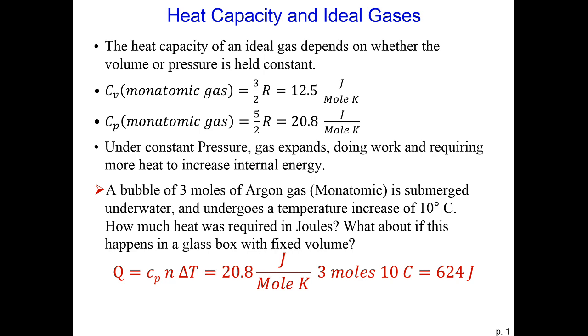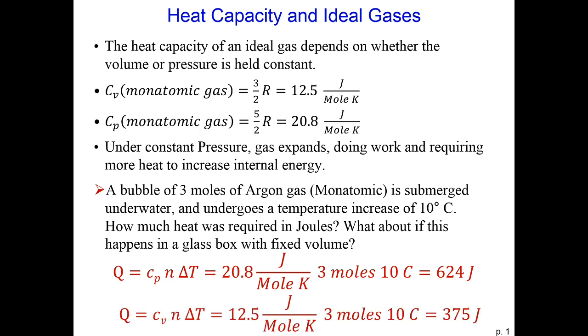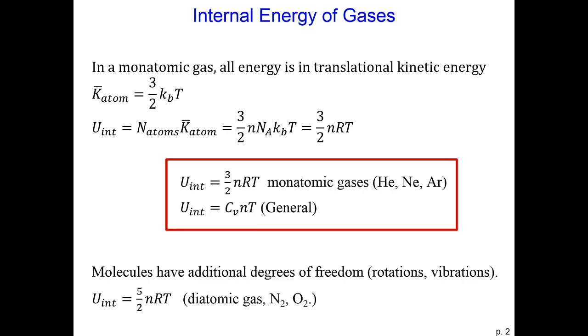Here, if this is happening in a glass box with a fixed volume, we use the constant volume heat capacity. So that is 3/2 R, which is 12.5 joules per mole Kelvin, times 3 moles times 10 degrees Celsius, which is 375 joules. So we notice that the heat required is noticeably larger when the gas expands than when the gas does not have to do work.